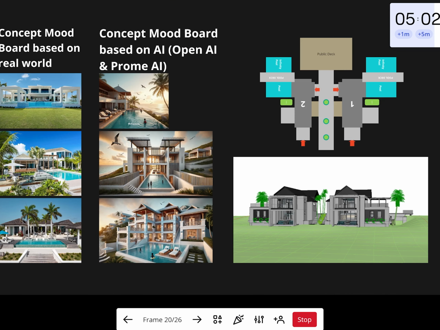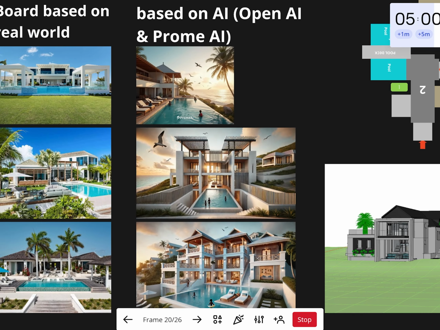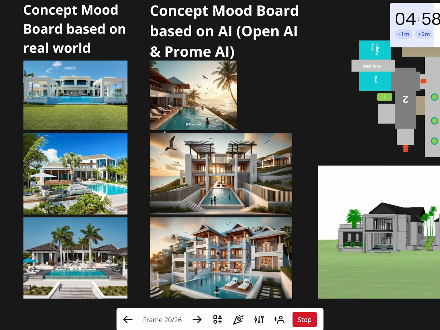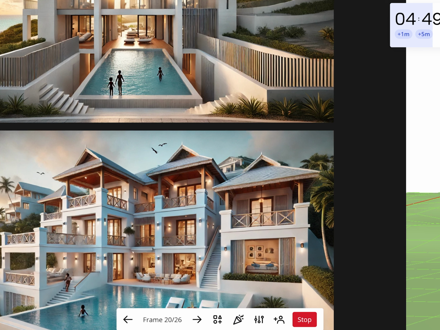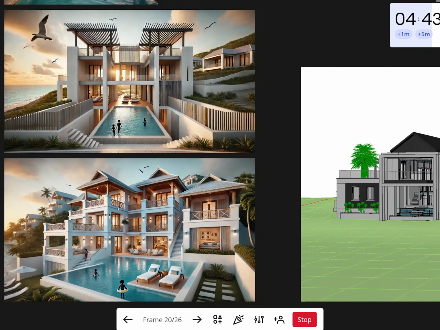This is just conceptual. This is what the final project looks like. Now, the process of getting here, or rather the process of creating my mood board, I have now divided into real world and AI, because there are inspirations that I also got from generating these AI images, right?